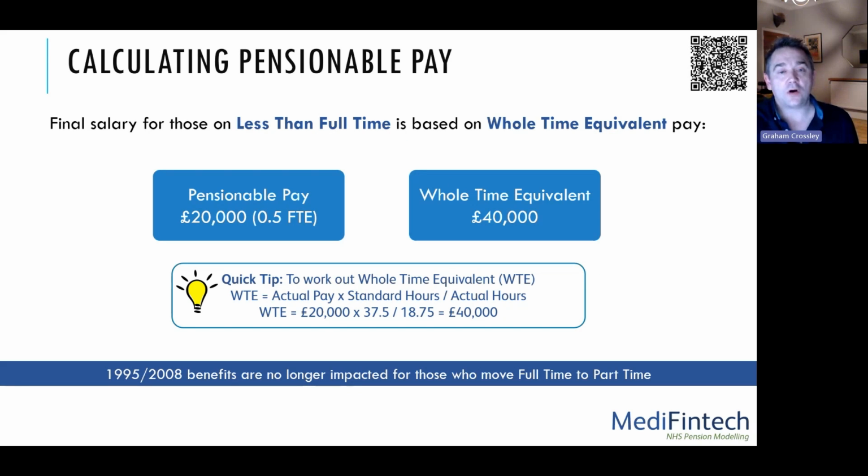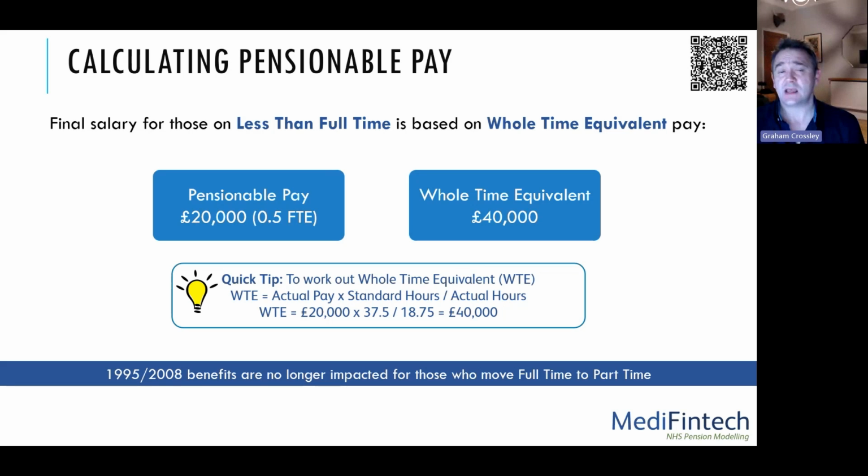Now, if you are on a less than full-time contract, then with all of these final salary schemes, what happens is they are actually based on the whole time equivalent pay. So let's say, for example, you were earning 20,000 and you're working 0.5 full-time equivalent. Well, the whole time equivalent would be 40,000. And there's a quick tip on the screen now, which is basically to work it out, you take actual pay times by the standard hours divided by actual hours.